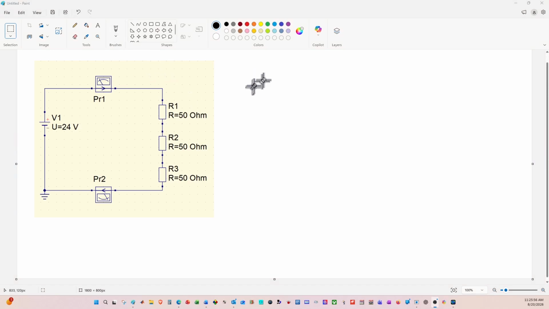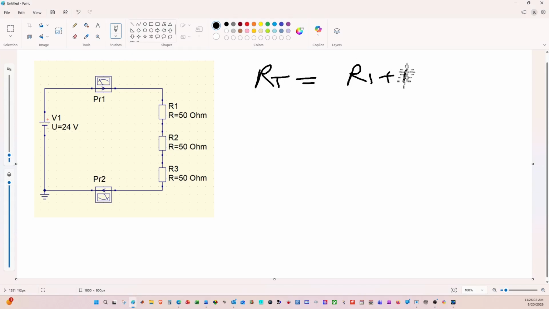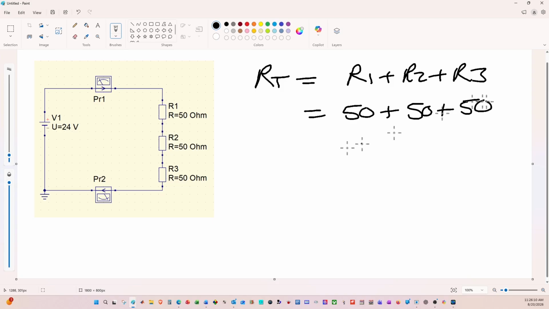In this case, we're going to say that the total resistance, RT, is going to be calculated as resistance 1 plus resistance 2 plus resistance 3, which is going to be 50 ohms plus 50 ohms plus 50 ohms, and that is going to give me 150 ohms as a total resistance.